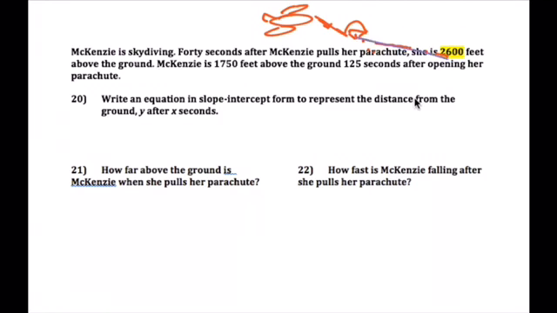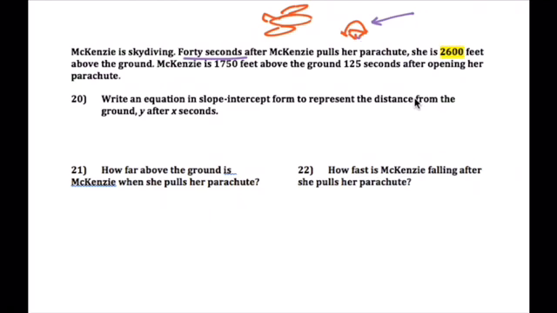So you're going fast here, then you're going not as fast there to get to the ground, and that's the point. I don't know some things about what Mackenzie is doing, but I do know that 40 seconds after she pulls her parachute, so our time is starting right here when she pulls her parachute, she is at 2,600 feet, and then 125 seconds from opening, she's 1,750 feet above the ground. And so I want to know, first of all, an equation in slope-intercept form.